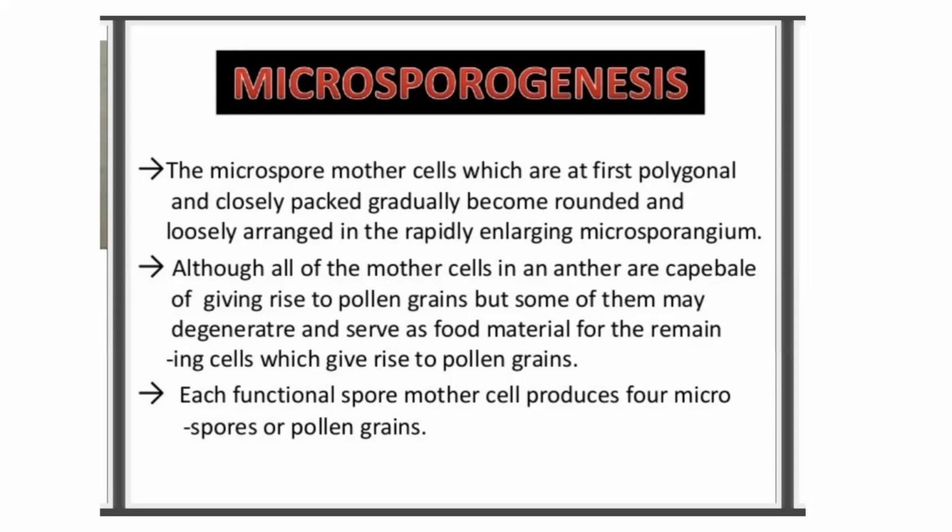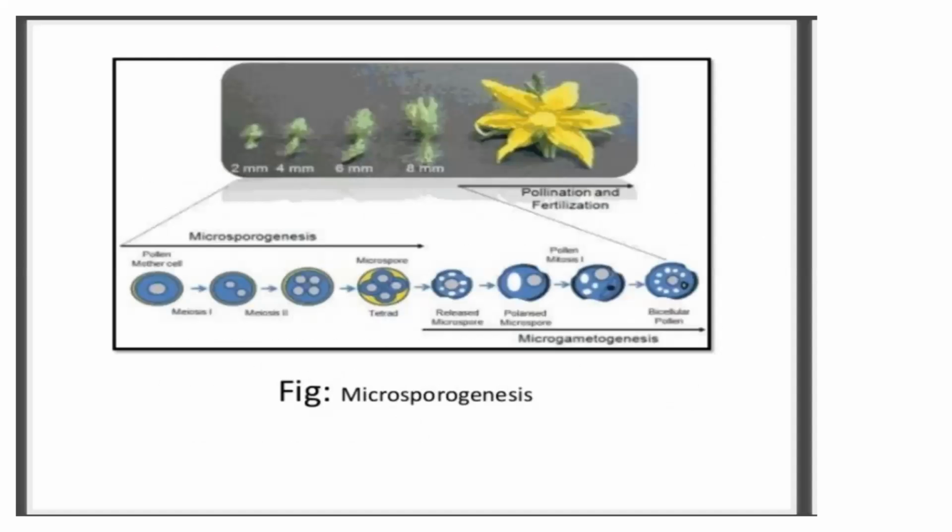Regarding the structure of the microspore mother cells, they are at first polygonal and closely packed, and gradually become rounded and loosely arranged cells. I will show this microsporogenesis diagram.